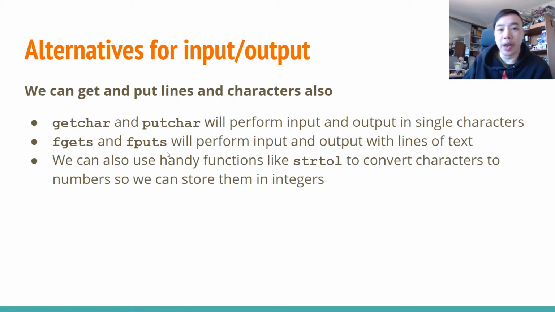Fgets and fputs will be able to work with entire lines, so they will take all the spaces, but they will take the input in chunks. So every time you press enter, fgets will take an entire chunk of input. So different ways to work with it. We also looked at conversions. So string to long is one function that can convert characters into numbers. So it can read a string of digits and then interpret it as a number.